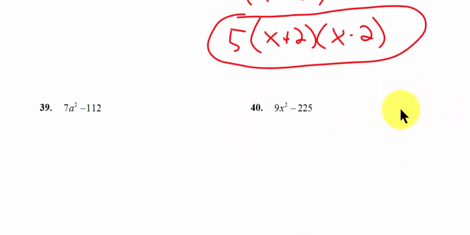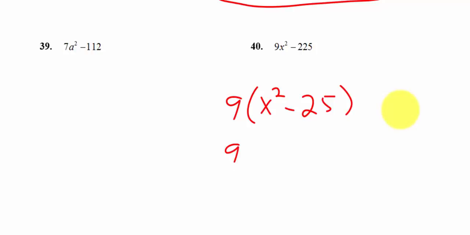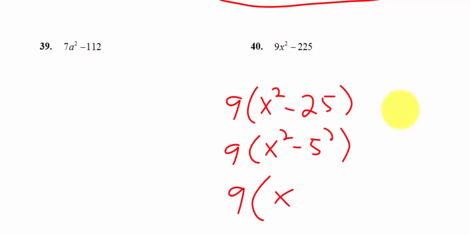And then number 40, the last one, I think we're going to factor out the 9 first. And we're going to be left with x squared minus 25. So we'll think of this as 9 times the quantity of x squared minus 5 squared, which becomes 9 times x minus 5 times the quantity of x plus 5.